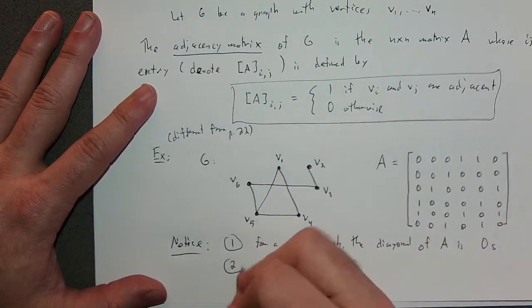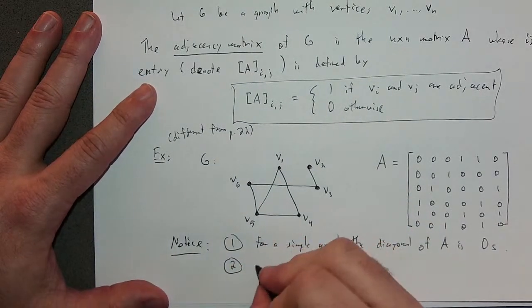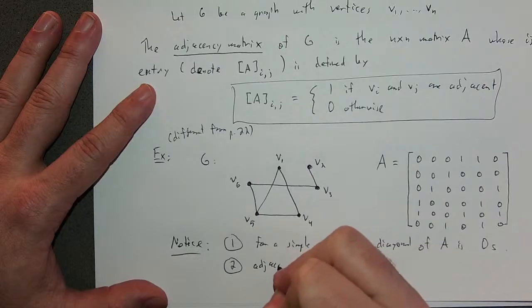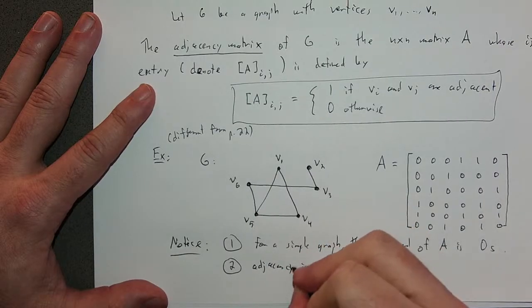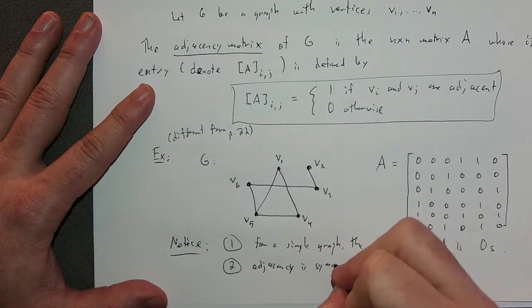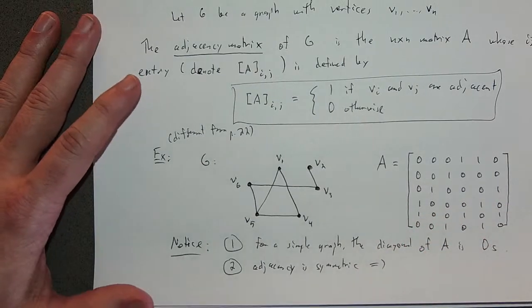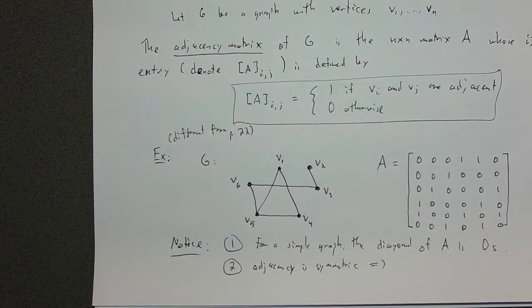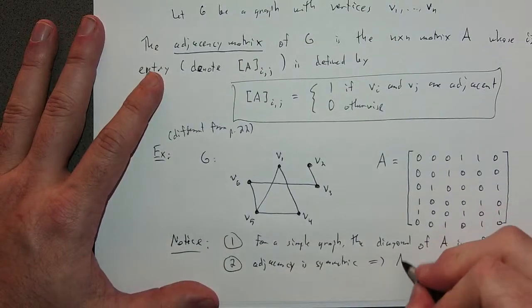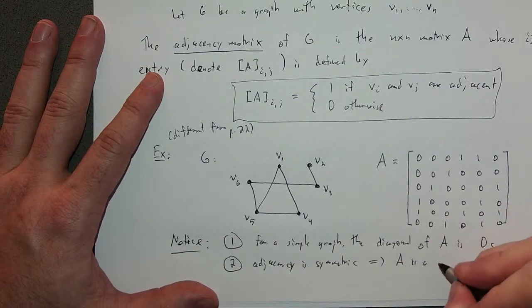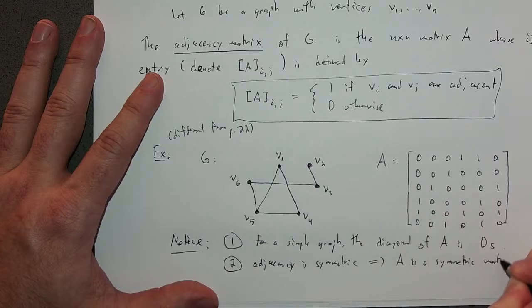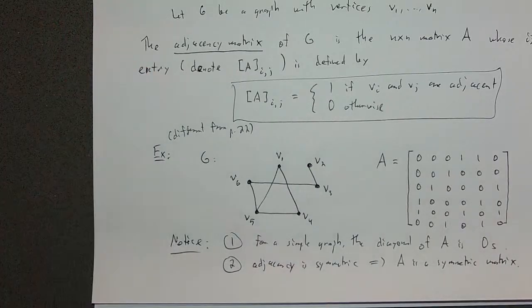The other thing, adjacency is symmetric. What does that mean for the type of matrix this is? This is a symmetric matrix.